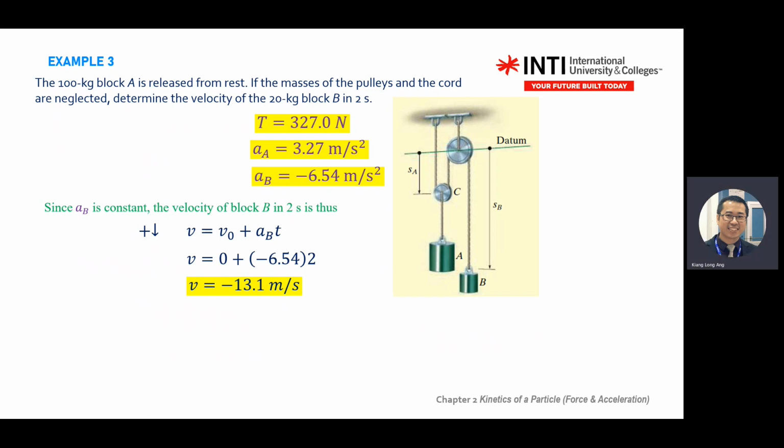It is negative. What does it mean? Because your datum positive goes down, this negative will tell you the direction of the object. Okay, so don't confuse the positive and negative directions. That is very important.